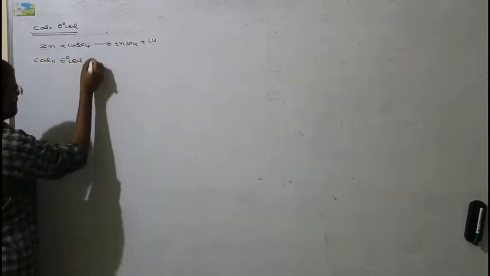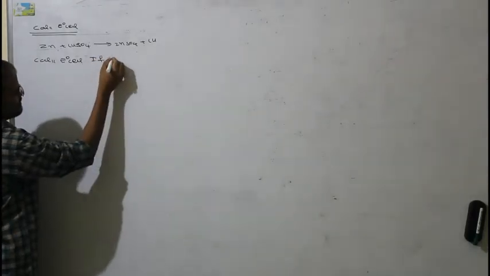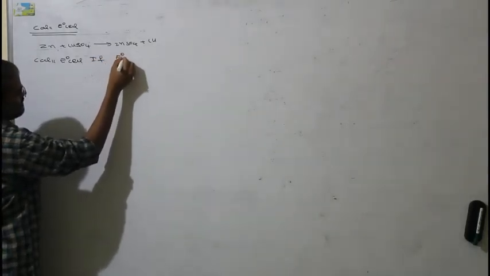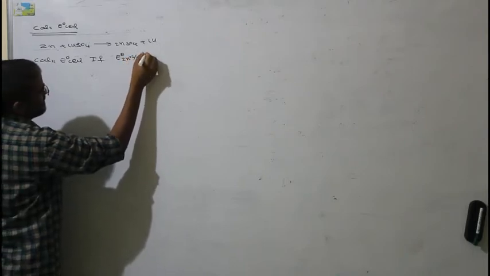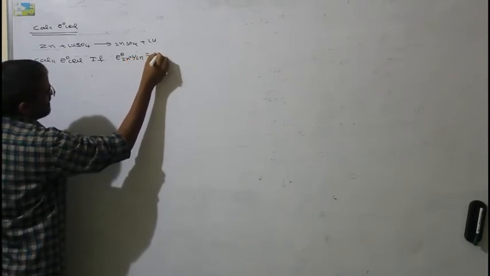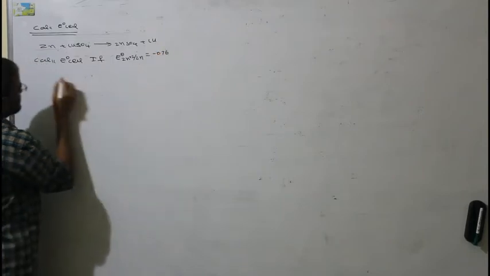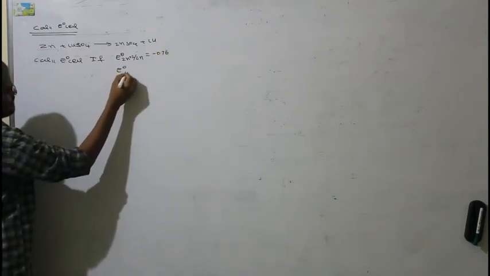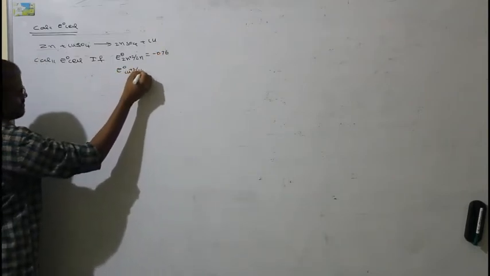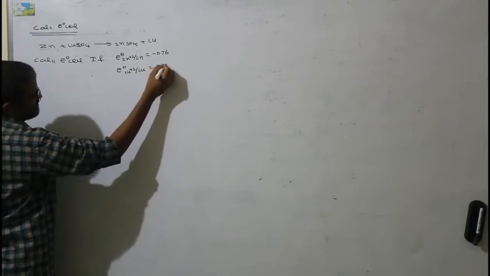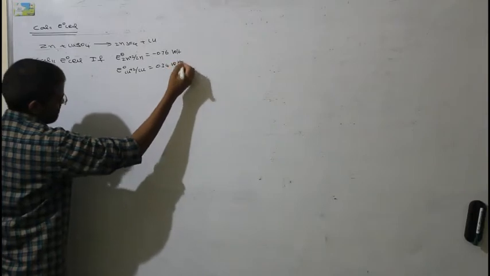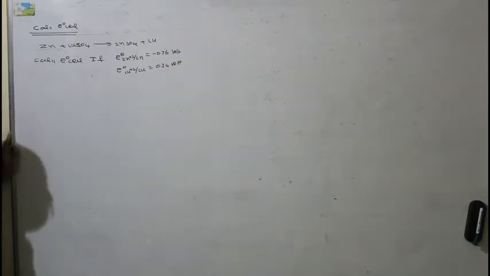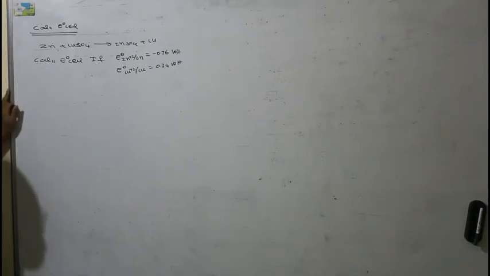Calculate E naught cell if E naught of Zn plus 2 slash Zn is minus 0.76, and E naught of copper plus 2 slash copper is 0.34 volt. So now I am asking to calculate E naught cell for this particular reaction.